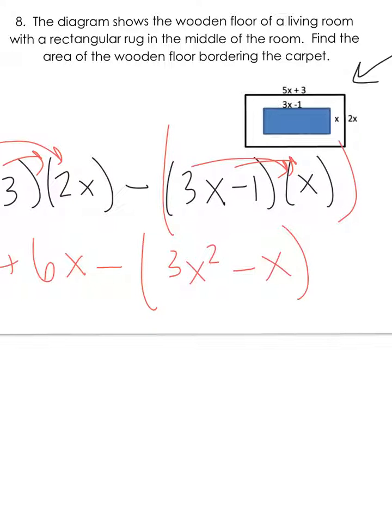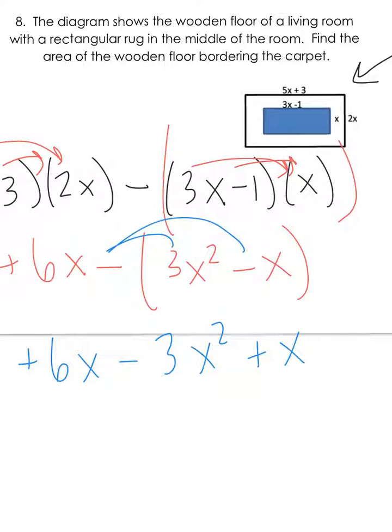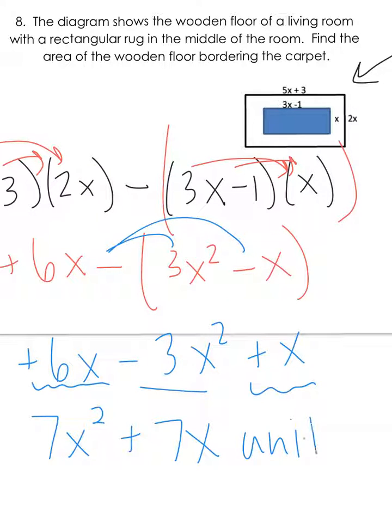Now I'm going to combine some like terms. We'll rewrite this: 10x squared plus 6x minus 3x squared, and with the double negative, it's really plus x. Then combine like terms. 10x squared minus 3x squared is 7x squared. And 6x plus x would be plus 7x. I have no more like terms, but I will label my units and write units squared. And now I am done.